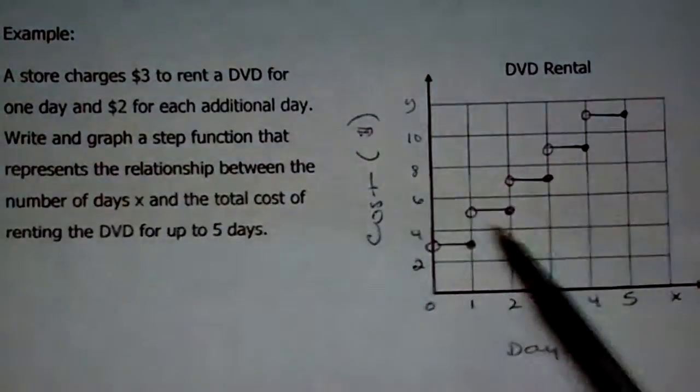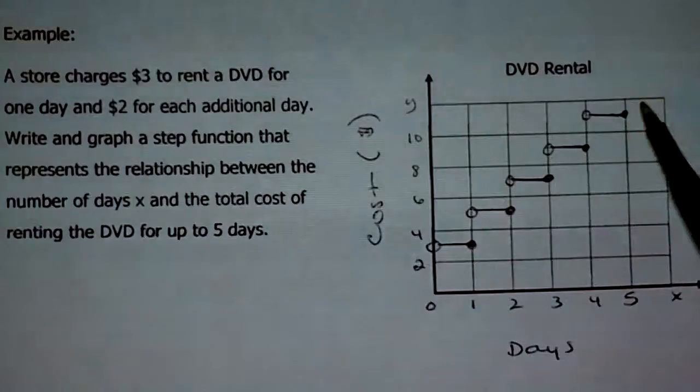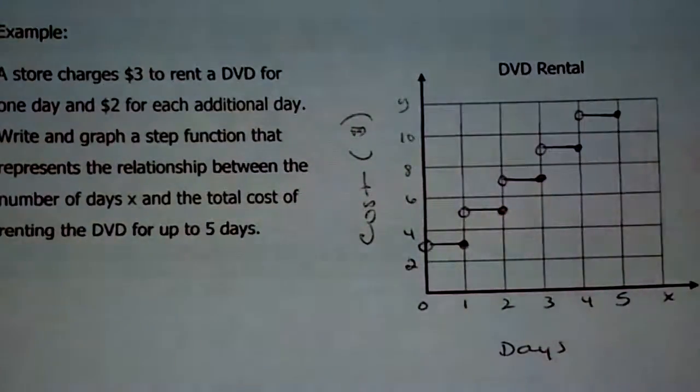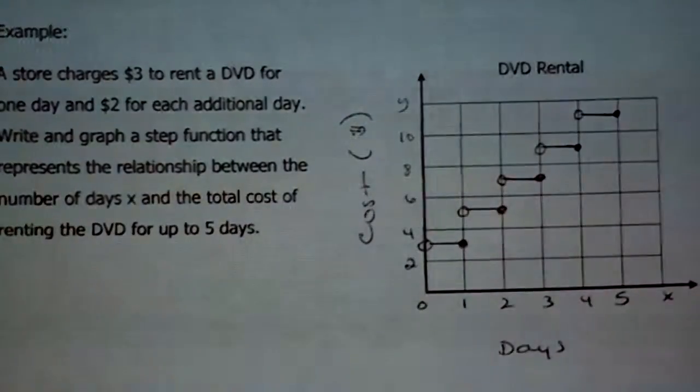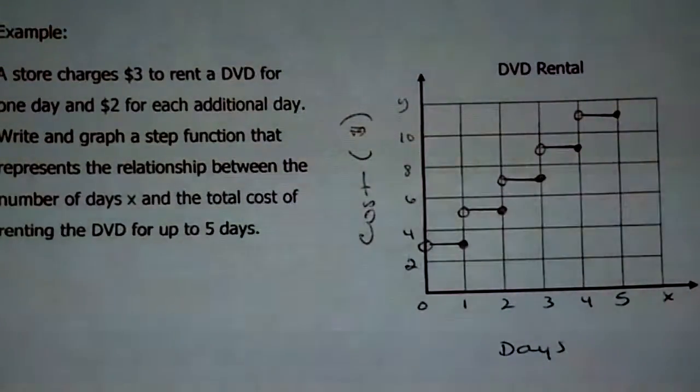And this is why it's called a step function, because it looks like you can just walk right on up. And hopefully you just walk right on up to Target and go buy the movie, because if you're going to have a movie for 5 days and pay $11, you might as well pay $14.99 and have the whole thing forever.